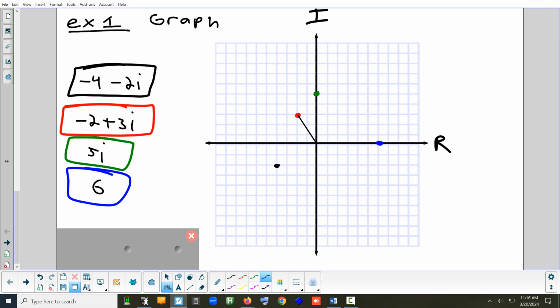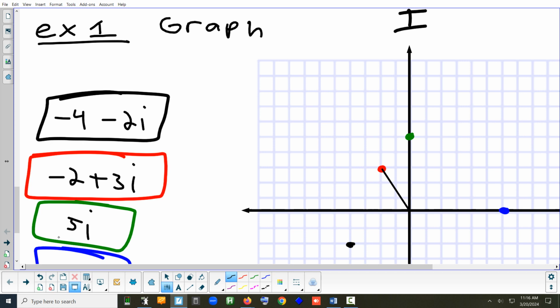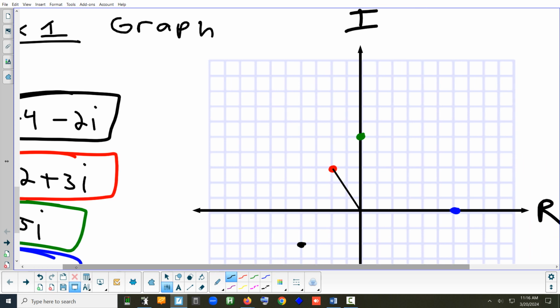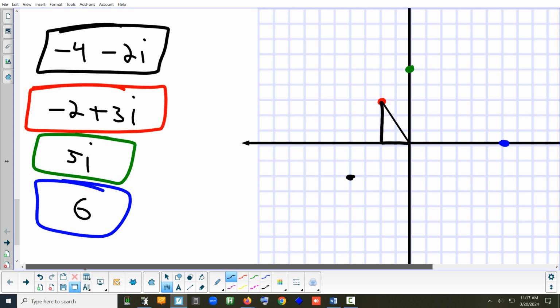Now, what shape could I make to figure out the length of that black line? Triangle. Yeah, make a right triangle. And how long is the bottom side? 2 units. Well, that was the real part. And how tall was it? 3. That was the imaginary part.